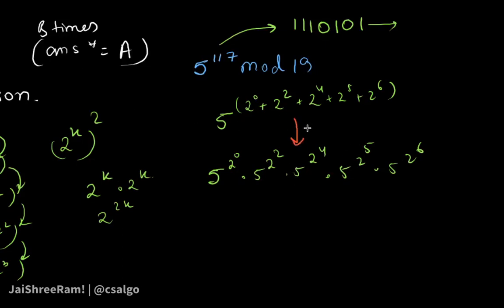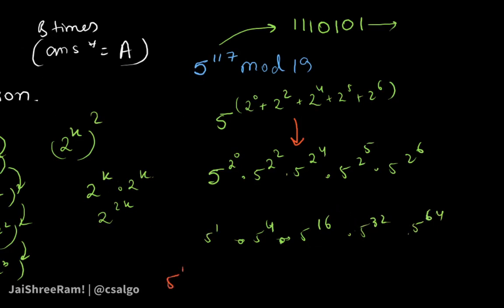Right? Now notice something. This is nothing but 5 to the power 1, right? This is 5 to the power 1. This is 5 to the power 4. These numbers that you're multiplying are 5 to the power 16, 5 to the power 32, 5 to the power 64, right? So we need these numbers to calculate this value. If we can find out these numbers, we can multiply them and get this value. So how do we find out these numbers? Pretty fast.